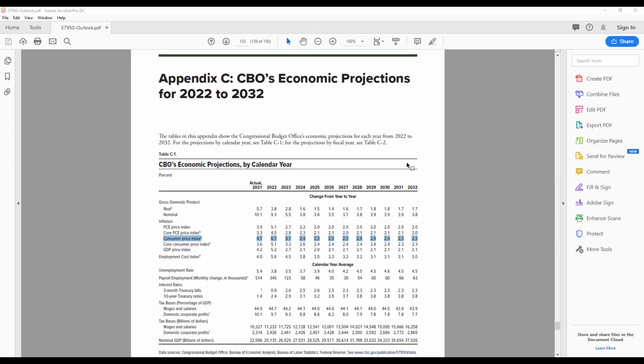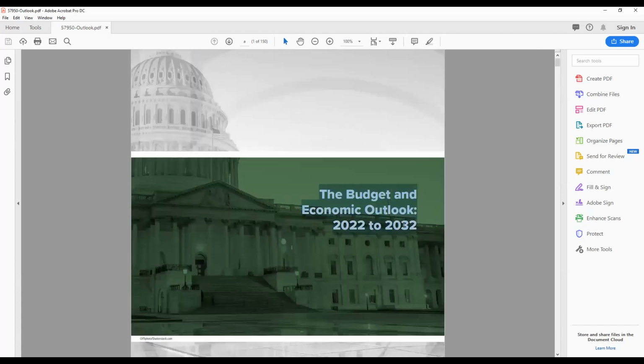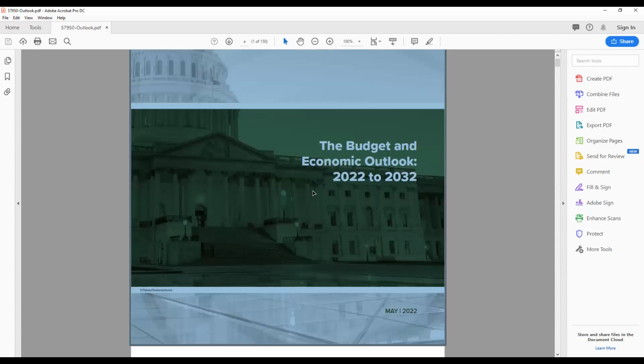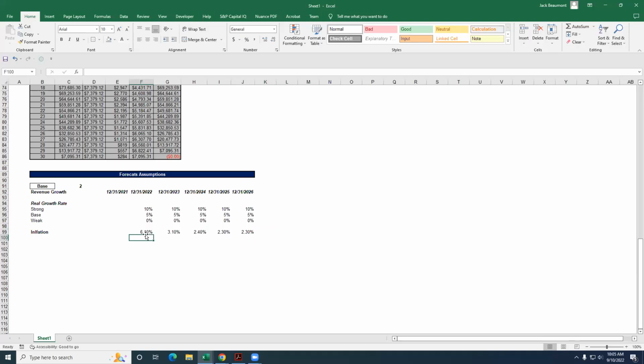By the way, this is free, and sourced from the Budget and Economic Outlook 2022-2023, done by the Congressional Budget Office. Okay, let's go back here. So we got our inflation estimates here. I put them in there, and then we're going to have our nominal growth.